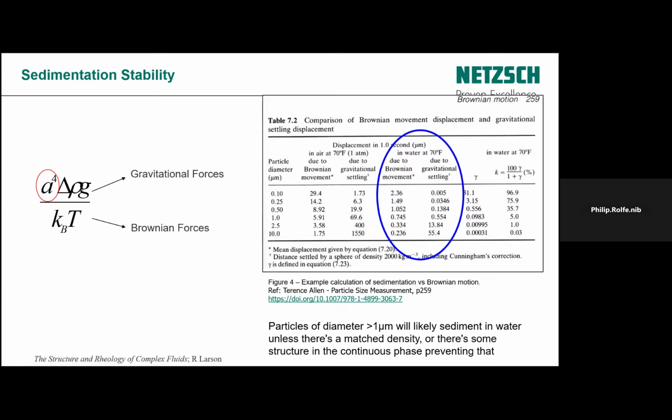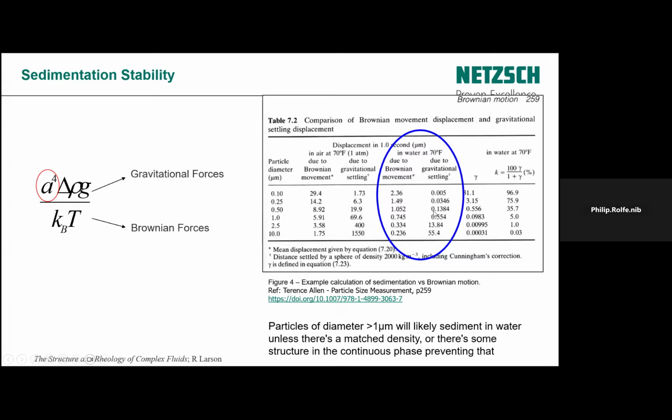So we've got a lot more Brownian motion than gravitational settling, but there is some gravitational settling. As you go to a micron, they almost become equal, 0.74 to 0.55. And if you go to 2.5 microns, gravitational settling is winning hands down, 30 times as much as Brownian motion. So we've kind of got this cutoff range of around 1 micron.